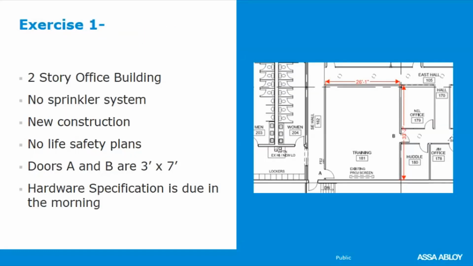The first one is a 2-story office building. There is no sprinkler system. It's new construction. I don't have any life safety plans. I'm writing the hardware specification. It's due in the morning. It's already late at night. I can't call anybody to verify. So I'm going to use the egress calculator to check doors A and B. Are they swinging in the right direction? Do I need exit devices? Let's take a look.